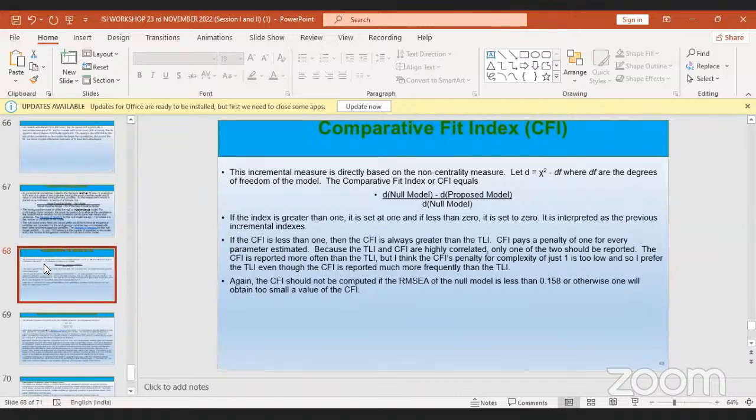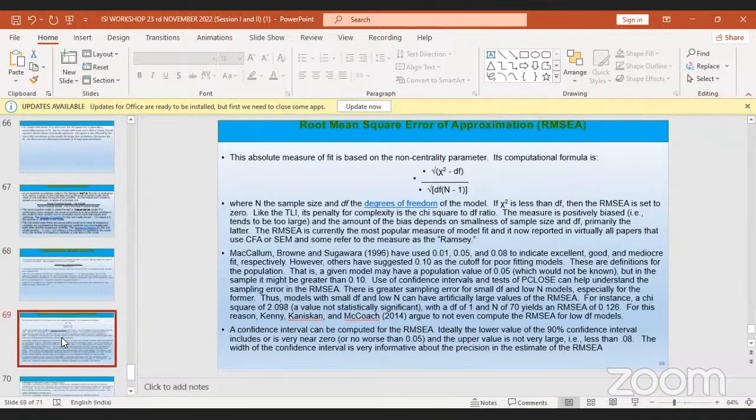But if the RMSEA, that is the root mean square error of approximation, is less than 0.158, there is no reason for calculating CFI because there will be a very small CFI. So this is the calculation of RMSEA. And again, I am harping on the fact that RMSEA should be less than or equal to 0.05.